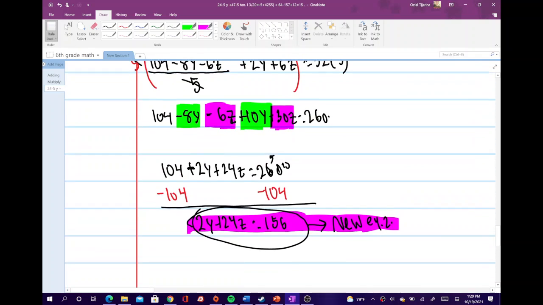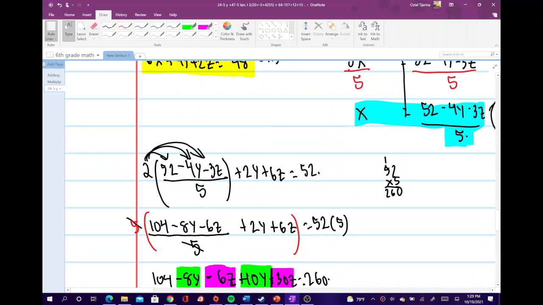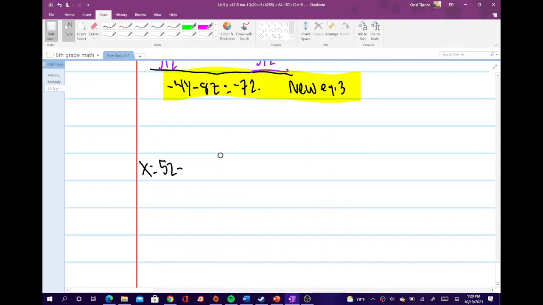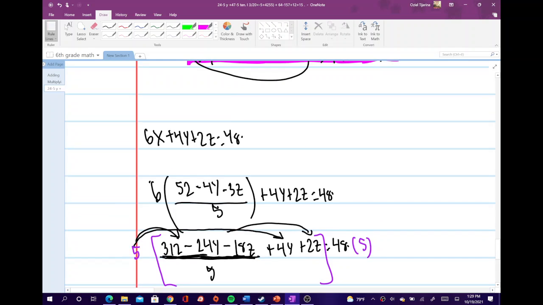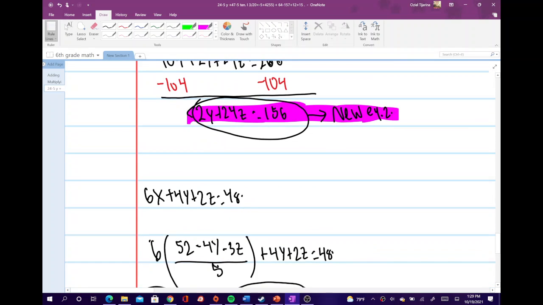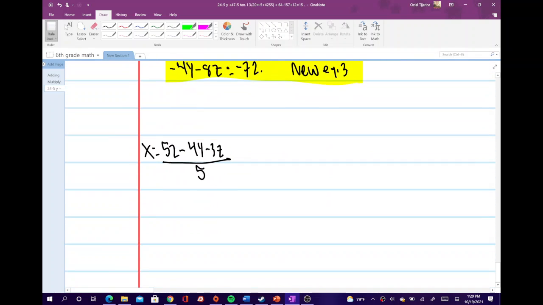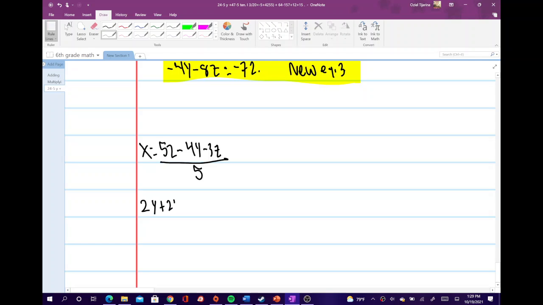52 minus 4y minus 3z all over 5. And then we also have equation 2, which is 2y plus 24z equals 156. And then we also have negative 4y minus 8z equals negative 72. Now, this is how the systems of equations looks.